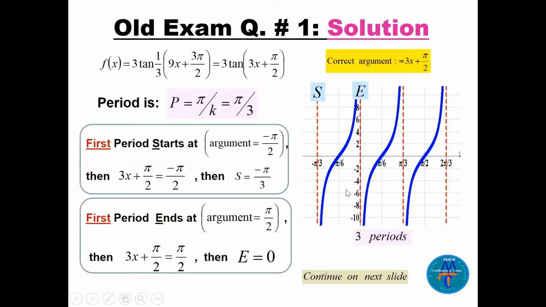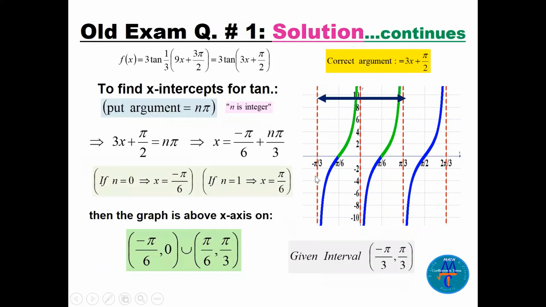You cancel this, E will be 0. So the end will be 0, the end of the first period. From minus pi over 3 to 0, one period. From 0 to pi over 3, another period. From pi over 3, you add pi over 3, you get another period, because every period is pi over 3. So this is 3 periods for the graph.